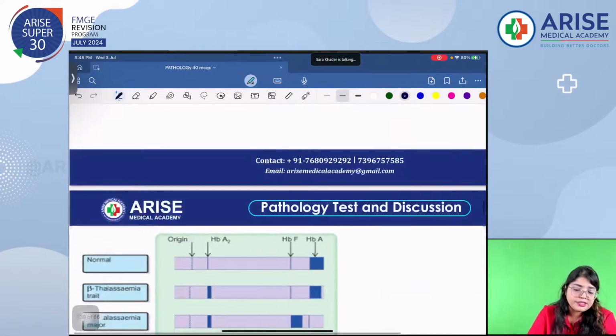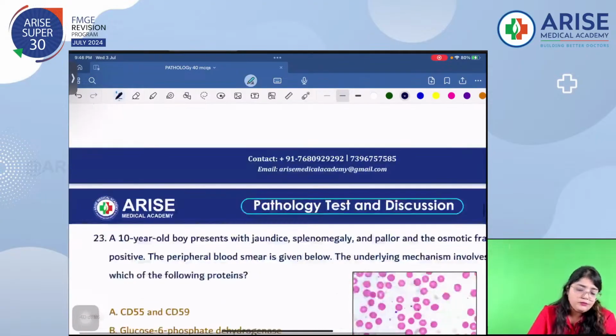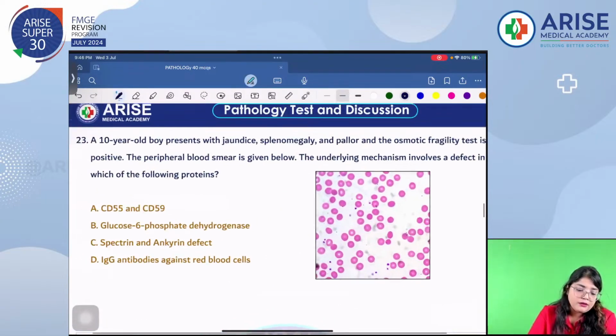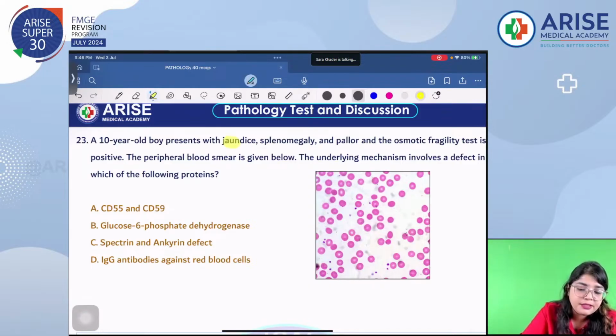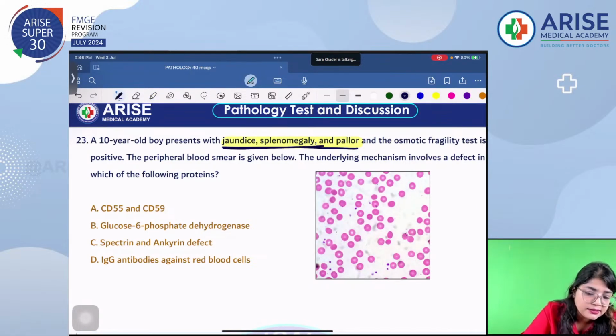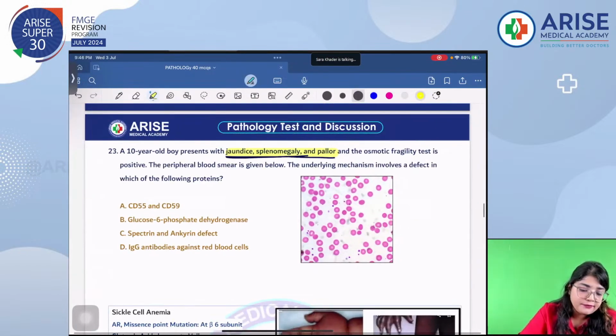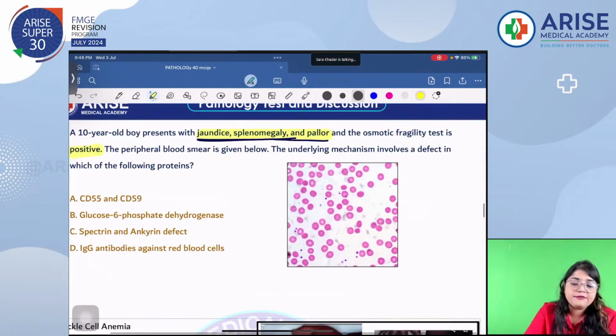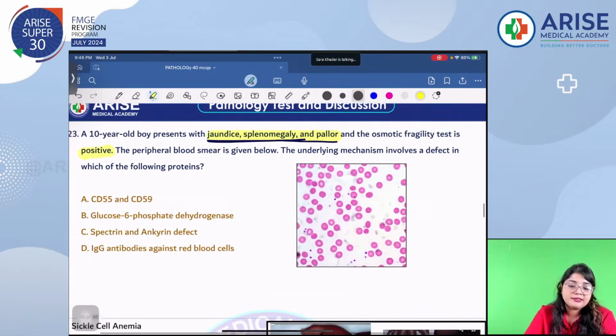Let's look at the next question. You have a 10-year-old boy with jaundice, splenomegaly, and pallor. This itself is a triad here, guys. And osmotic fragility is positive. The peripheral blood smear is given below, and the underlying mechanism involves a defect in which of the following proteins?